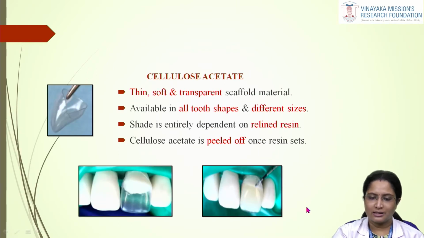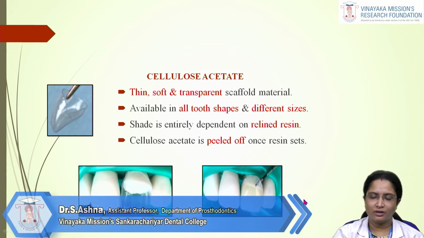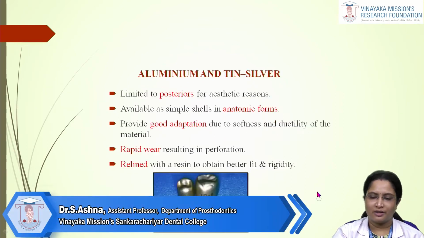Next will be cellulose acetate. They are nothing but thin transparent scaffolds. They are available in all tooth shapes and different sizes. We have to reline it with a relining resin material. Then after it is set in the patient's mouth, we have to peel off the shell, which is transparent.